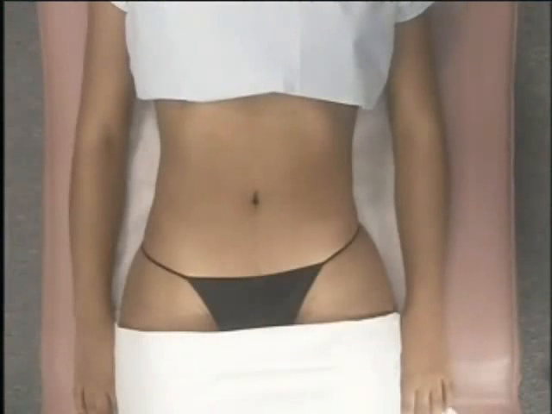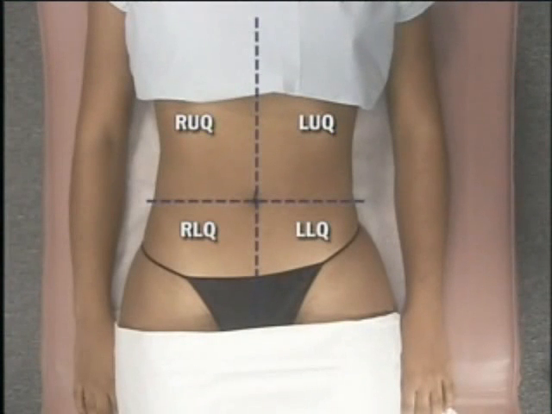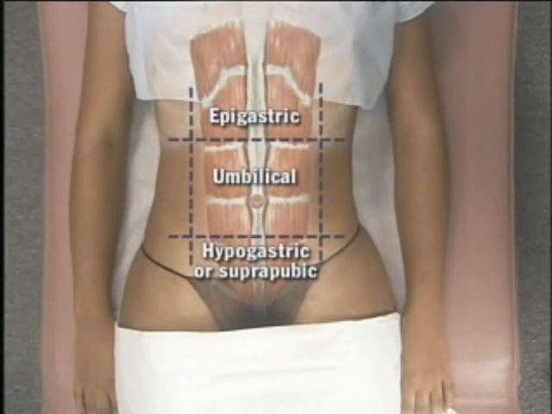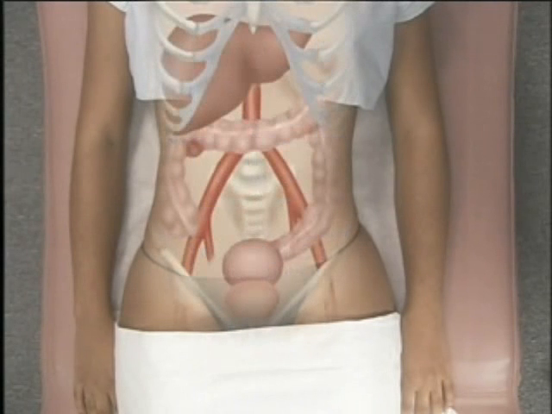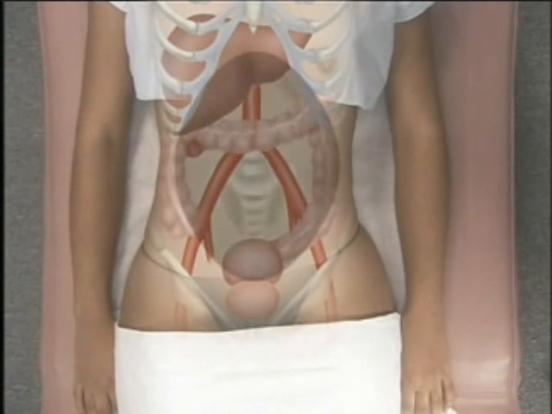For descriptive purposes, the abdomen is divided by imaginary lines that cross at the umbilicus. These lines form the right upper, right lower, and left lower quadrants. The abdomen may also be divided into 9 areas. The 3 midline areas are the epigastric, umbilical, and hypogastric or suprapubic areas. The abdominal cavity extends up under the rib cage to the dome of the diaphragm.